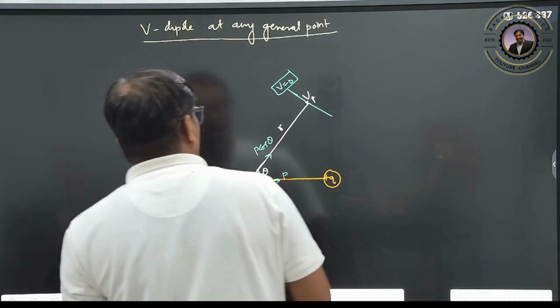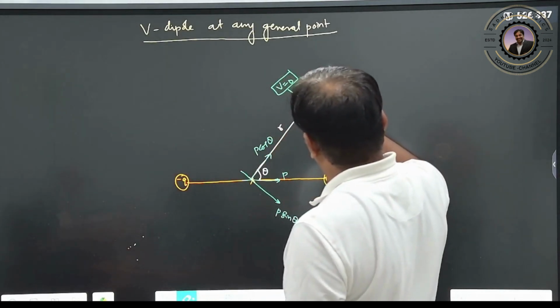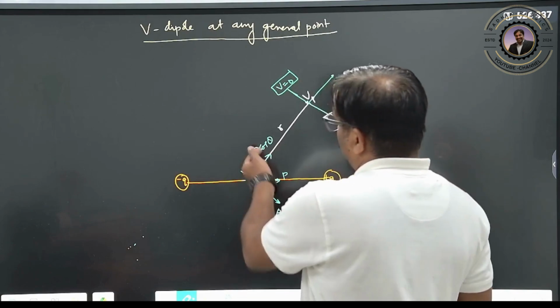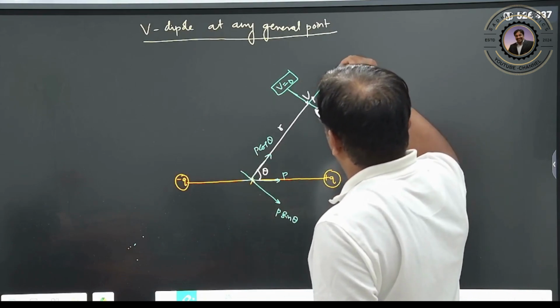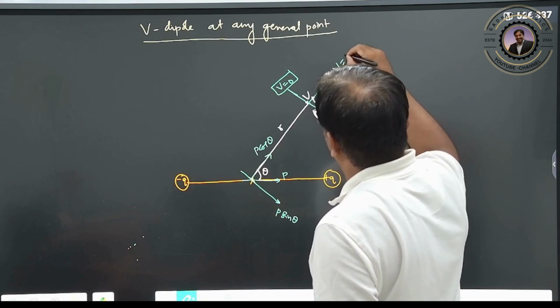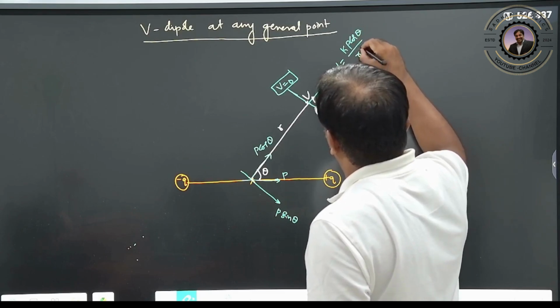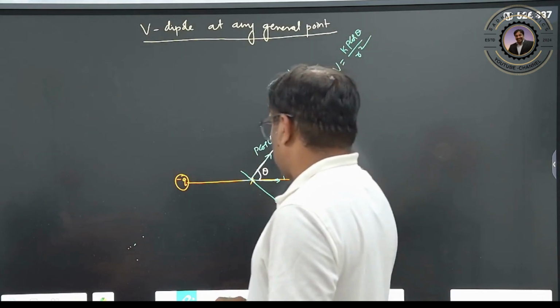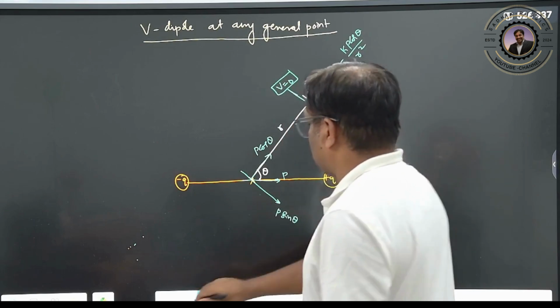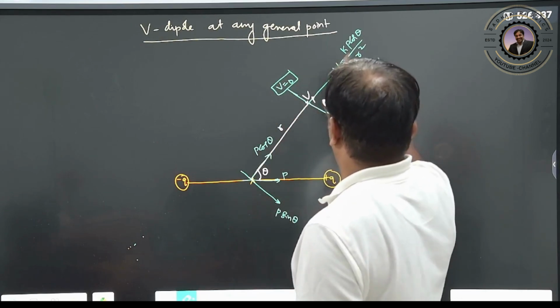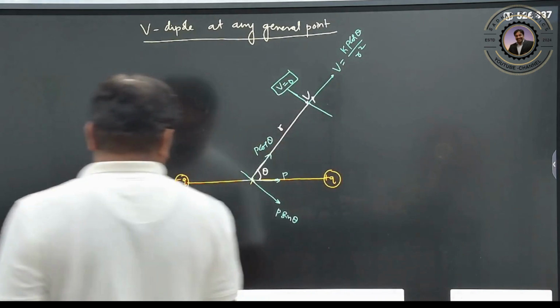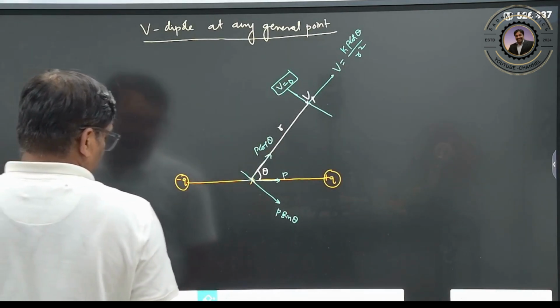Therefore, along this direction, due to this p cos theta, the potential is k p cos theta by r square. Clear? So along this direction the potential was 0, and along this one the potential will be k p cos theta by r square.